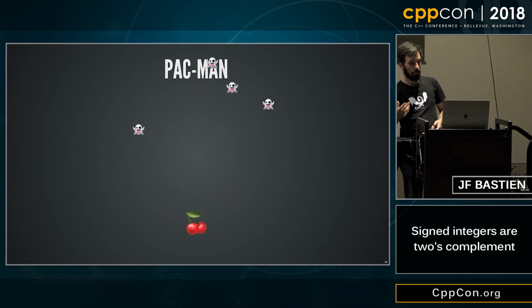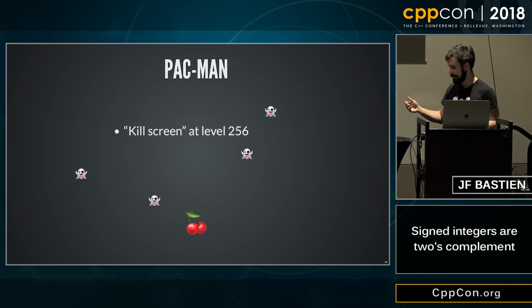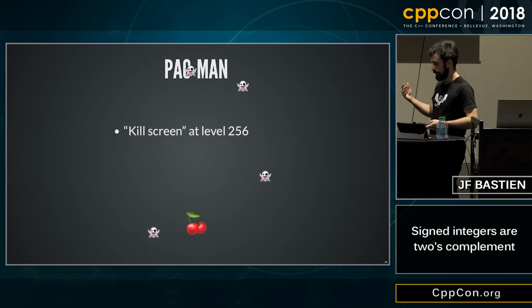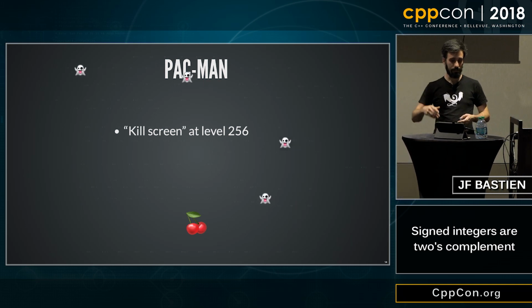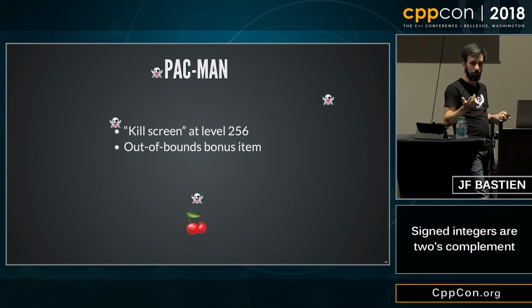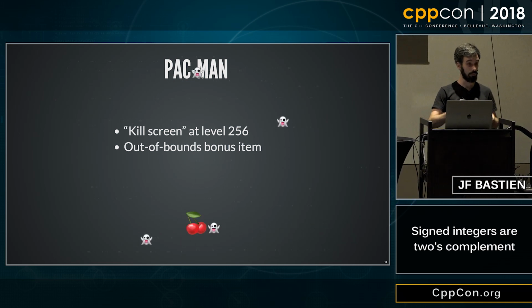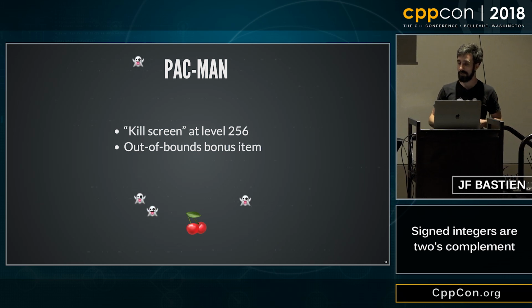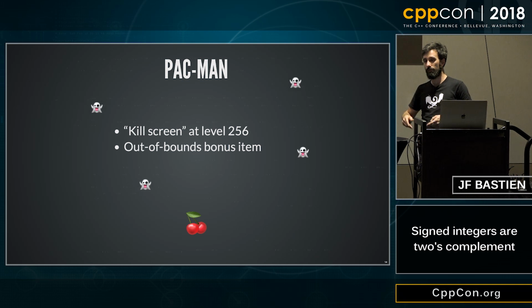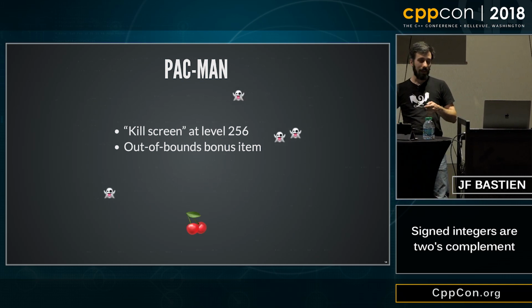In PacMan, when you play the game, there's a kill screen at level 256. What happens is when they developed the game, nobody thought you'd ever get to 256. And level 256, if you've ever seen it, has the right-hand side just kind of garbled. There's an out-of-bound bonus item, basically. So they try to draw the bonus items, and you just go out of bounds because level 256, if you have an 8-bit thing, just overflows. And so it just goes out of the array and draws random stuff. Instead of having cherries and oranges and apples, you get just random ASCII and other stuff.